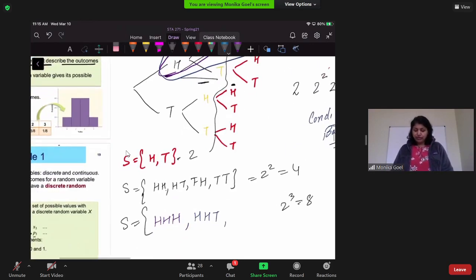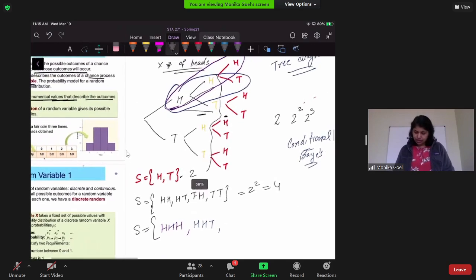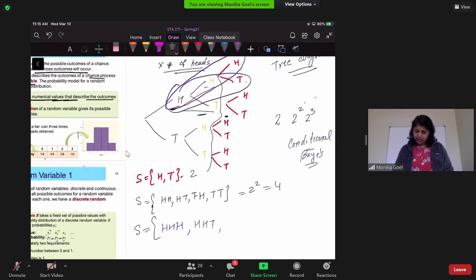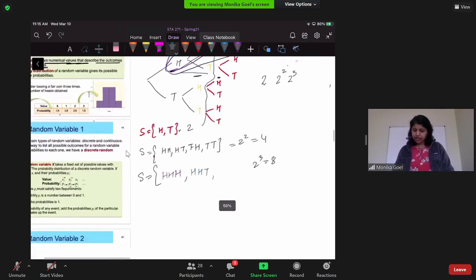So once you have these 8 outcomes, let's quickly write what they are. Head, head, head; head, head, tail; head, tail, head; head, tail, tail; and so now it's tail, head, head; tail, head, tail; tail, tail, head; tail, tail, tail. So these are my 8 outcomes that I get.